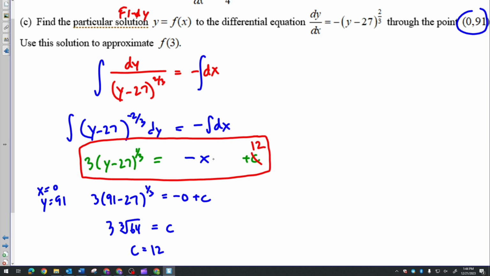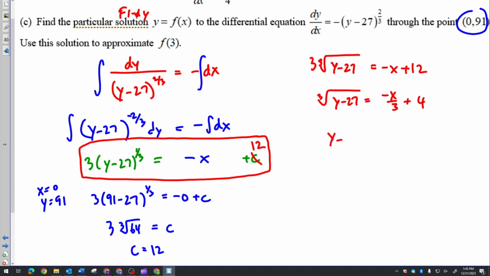It's just not the right answer, because not only do we have to solve for c, we have to solve for y. From here on out, it's just algebra. I'm going to have to solve for y here, so be very careful. This is going to be equal to 3 times the square root of y minus 27, not square root, sorry, cube root of y minus 27 equals negative x plus 12. I'm going to divide both sides by 3. That's negative x over 3 plus 4. Get rid of this 3 here. And then I need to cube both sides. So y minus 27 equals, I'm going to switch these, 4 minus x over 3, quantity cubed.